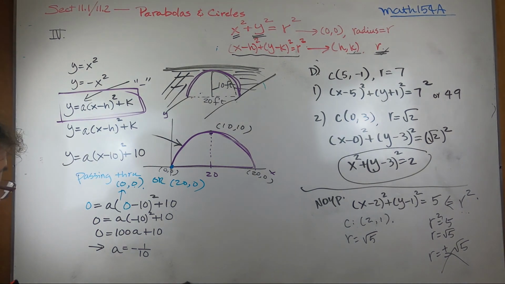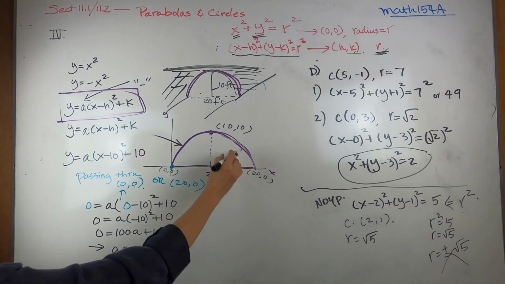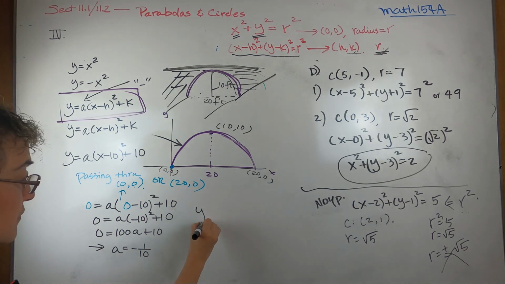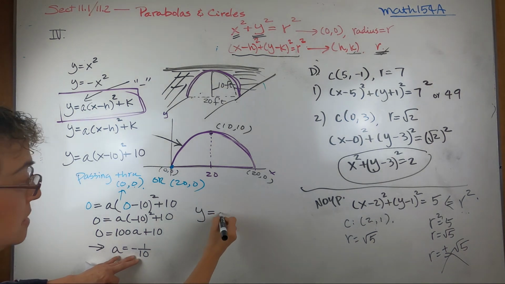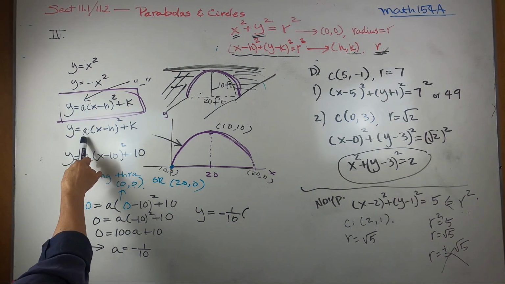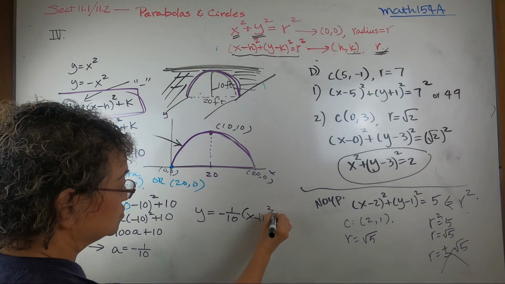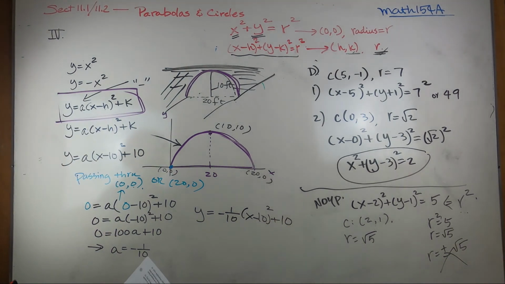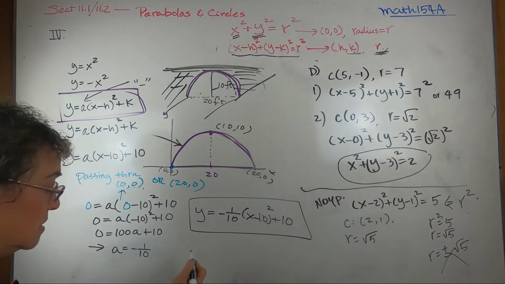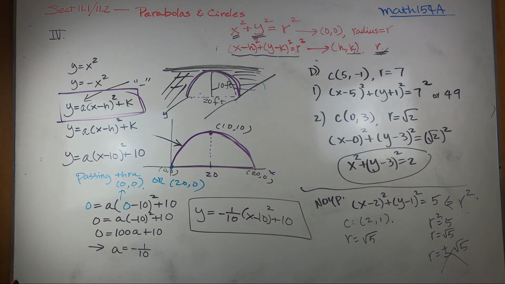Then you end up with this, then you solve for a: you subtract 10 on both sides and divide by 100. a is what? Negative 1/10. So we have a, we have h, we have k. We should be able to describe this curve. This curve will be what? y equals negative 1/10 times (x minus 10) squared plus 10. That will be the function or equation for this parabola. Got an idea?